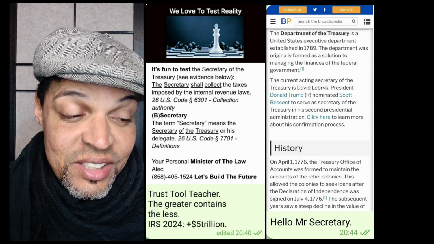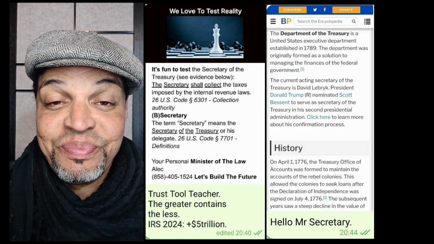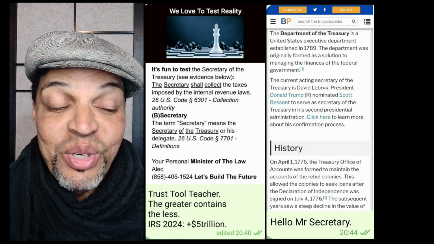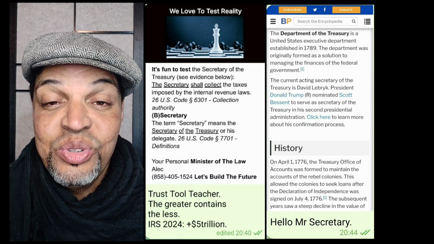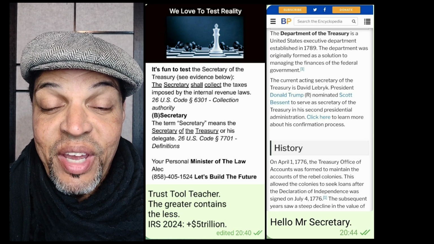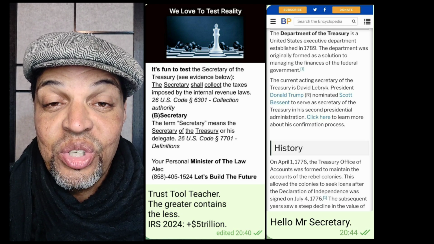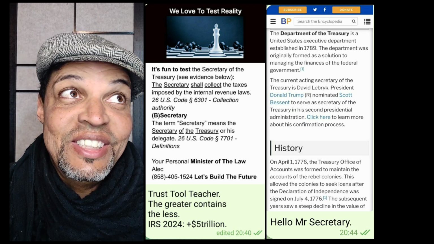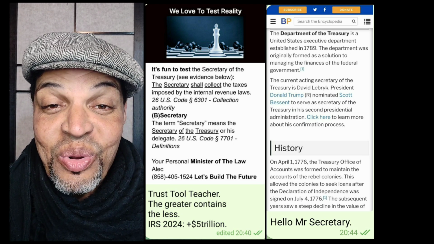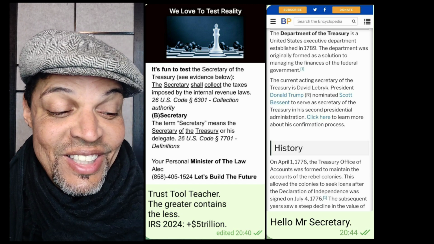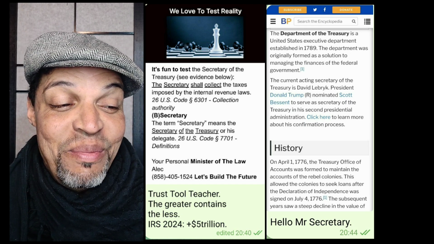They collect, and there's a whole lot of money they collect. Let me just show you a number real quick. The IRS in 2024 collected more than $5 trillion. So that's how much the Internal Revenue Service has collected just in taxes. That's just in taxes, people, and that's a whole lot of money that gets to go around in our government right there.